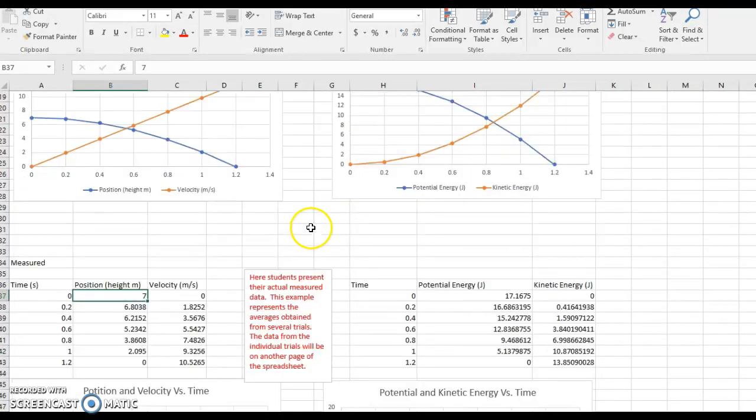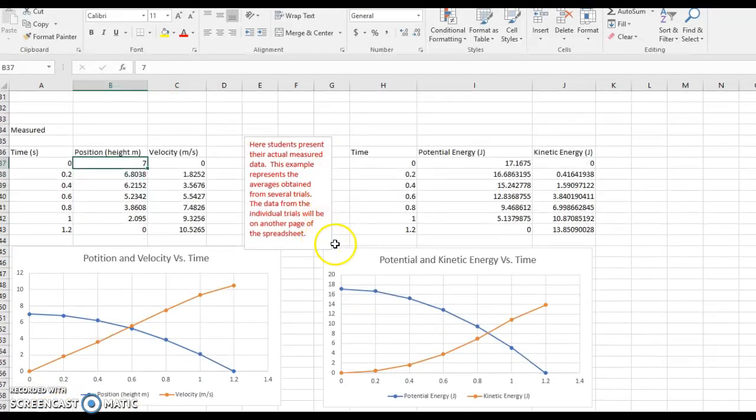Okay, and then they get on to the actual experiment. So these are going to be the actual recorded results. And so these are measured ones. You have time, position, velocity. This is what the ProbeWare would record. And then time, potential versus kinetic. This is the extrapolation of potential and kinetic energy given these position and velocity inputs.